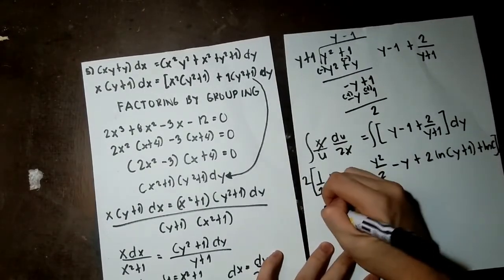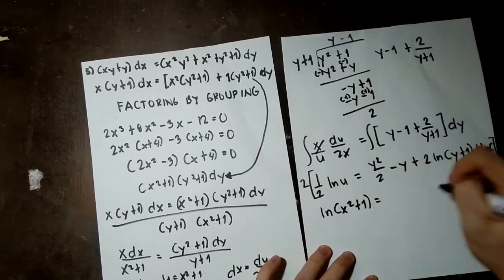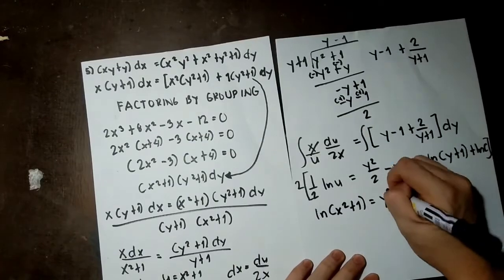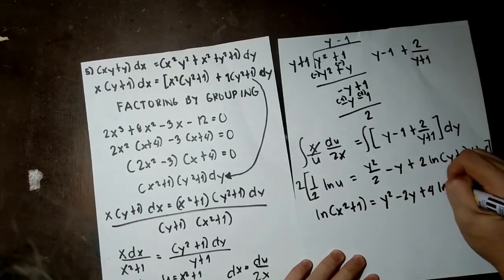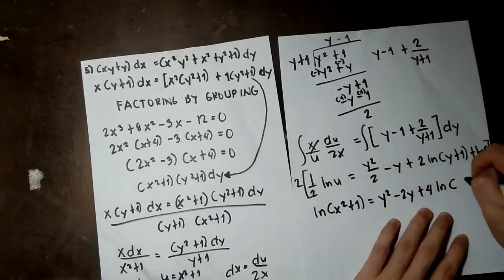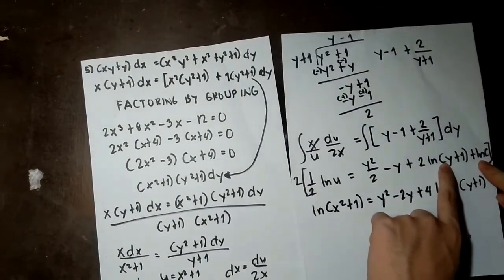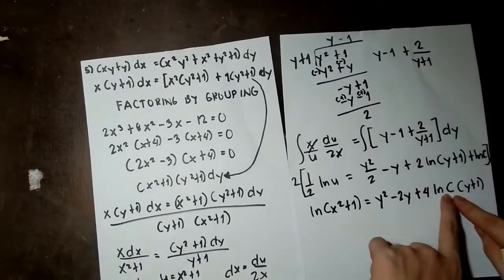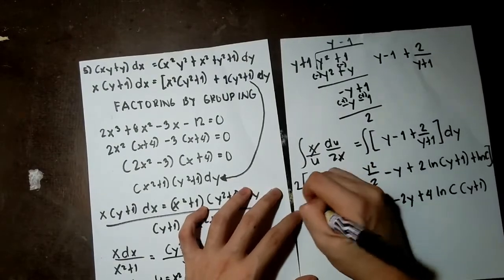So, it becomes ln of x squared plus 1 is equal to, so just y squared minus 2y plus 4 ln of c times y plus 1. So, it's just the multiplication property of logarithms. So, 4 ln c times y plus 1. So, this is our final answer for number 5.